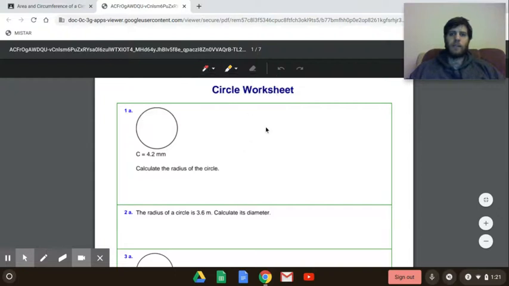All right, hi guys. So this is the walkthrough for the circumference and area worksheet. This should go pretty quick. We should not take a lot of time on this because this should all be reviewed from middle school.